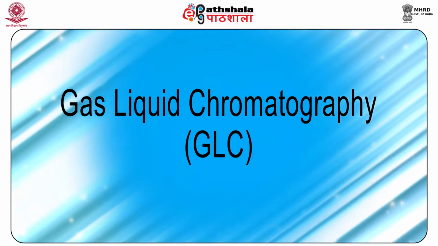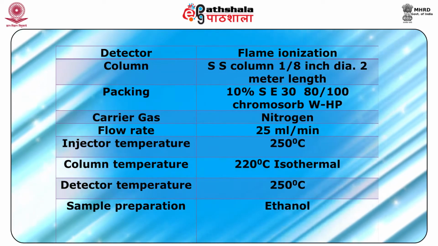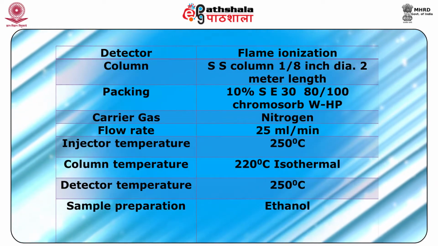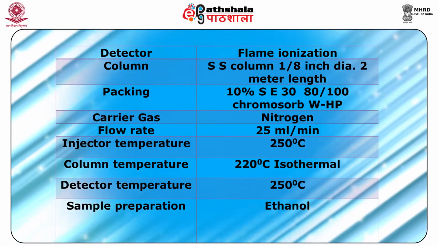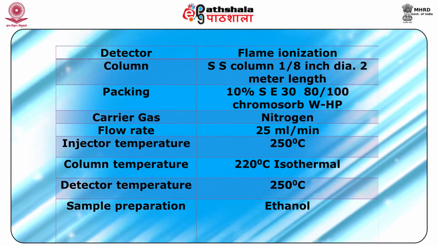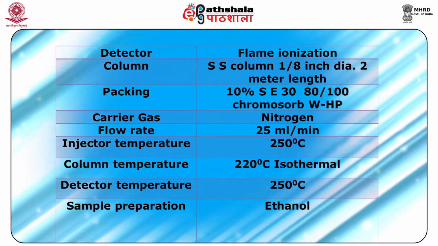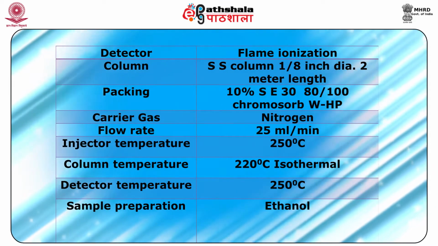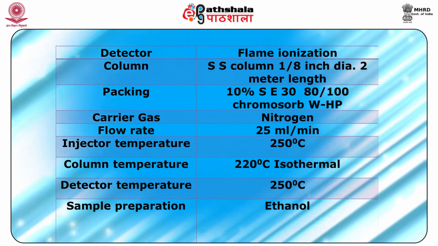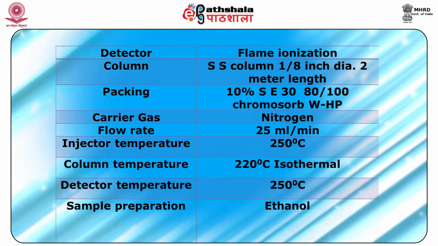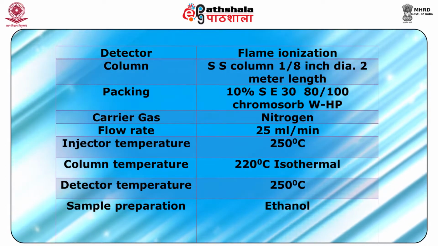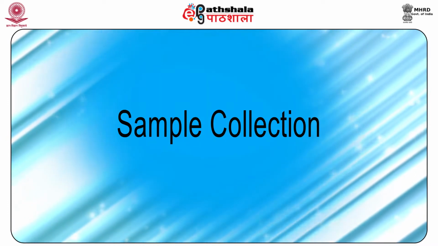Gas liquid chromatography or GLC with its standard conditions are: detector, flame ionization; column, SS column 1 by 8 inches diameter, 2-meter length; packing 10% SE-30, 80 by 100 chromosorb WHP; carrier gas, nitrogen, flow rate 25 milliliters per minute; injector temperature 250 degrees Celsius; column temperature 220 degrees Celsius isothermal; detector temperature 250 degrees Celsius. Sample preparation in ethanol. Next, we move on to sample collection.